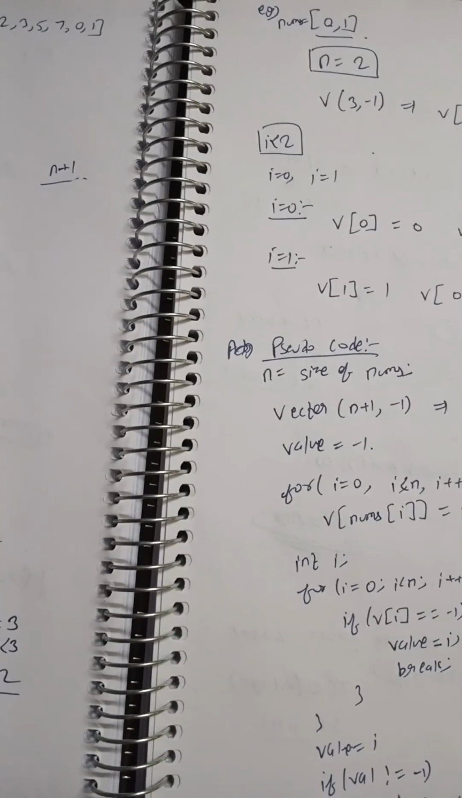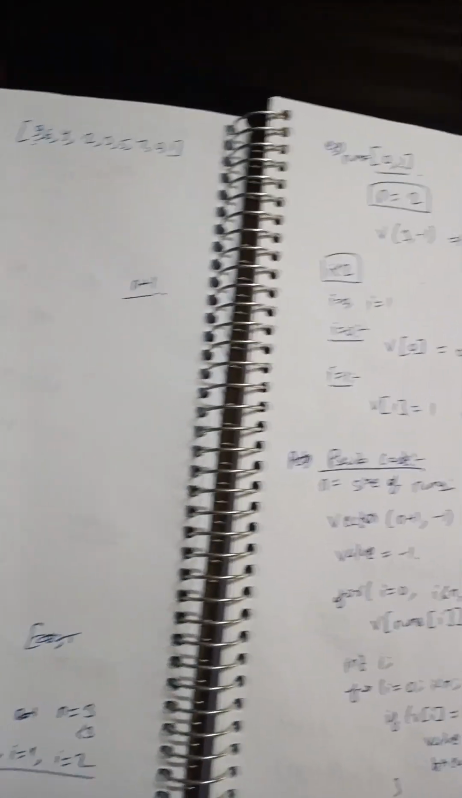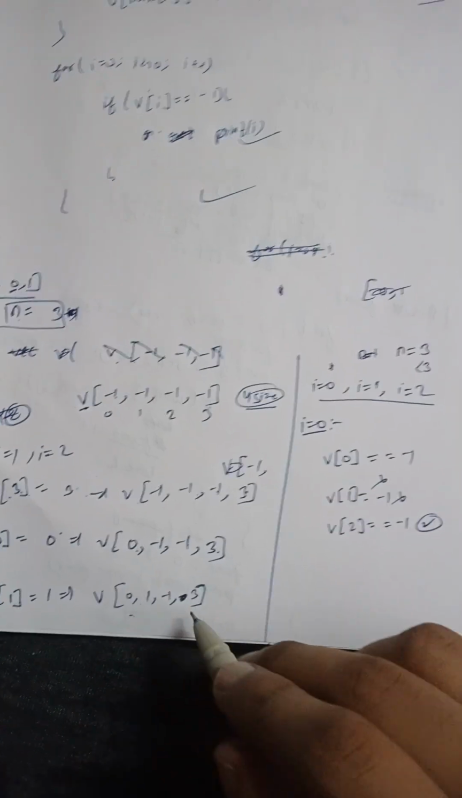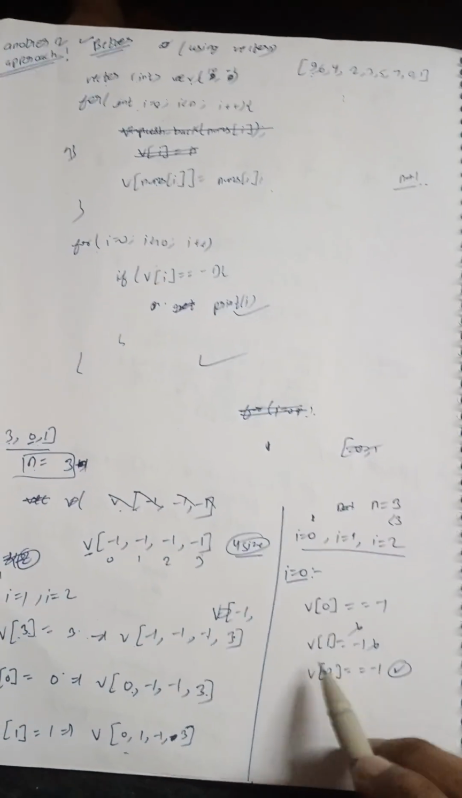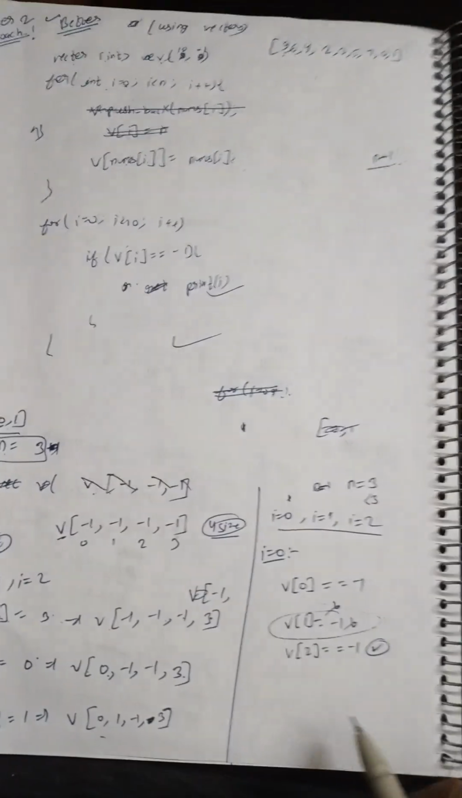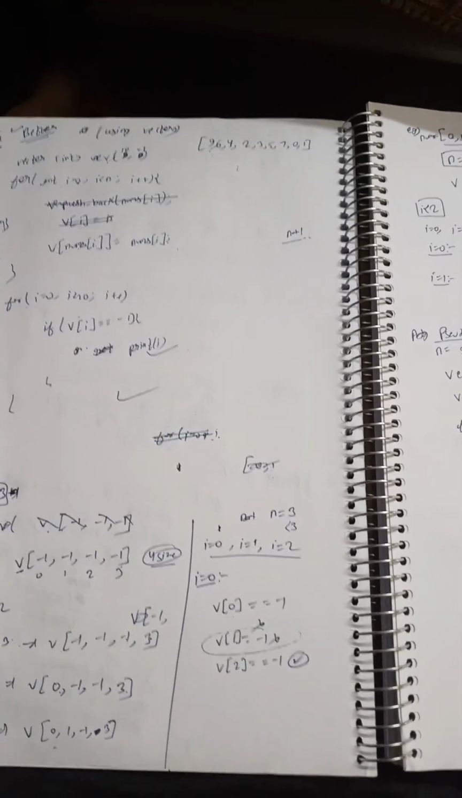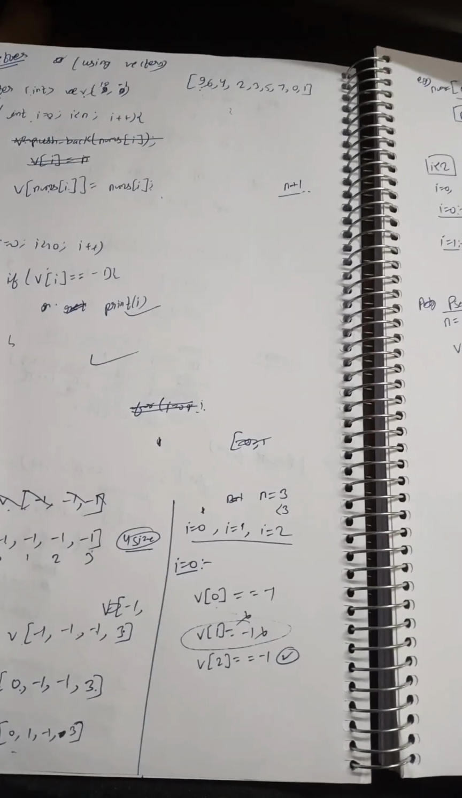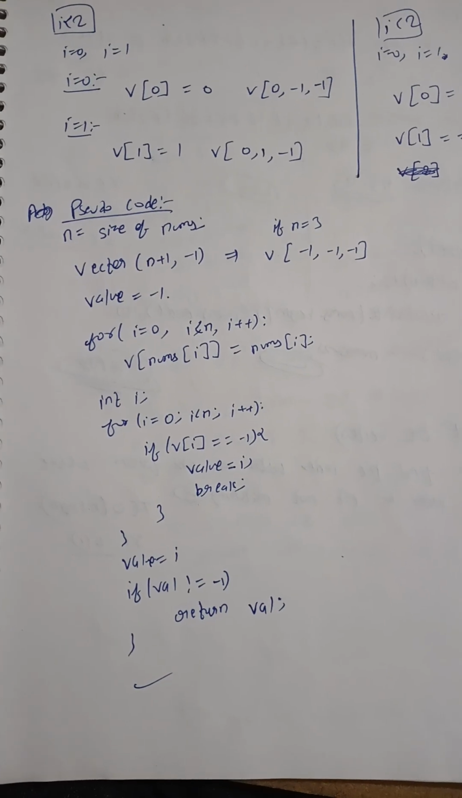This will be the final array we are getting. Now apply the second loop, i equal to 0 onwards. The index which has minus 1 is our final output, that is the missing number. Fine. You can take a look at the pseudocode of it.